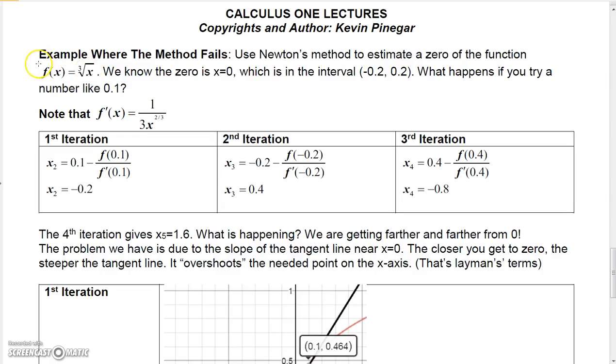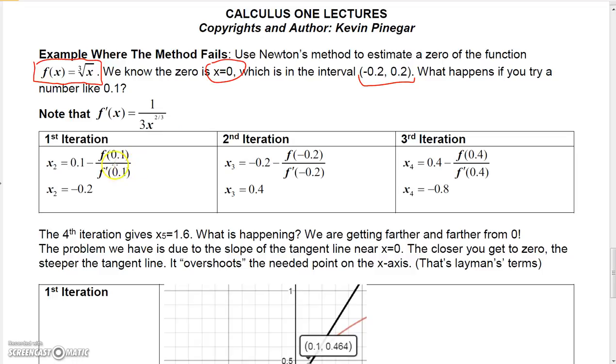Now, the method is not always perfect. It could fail. Let me show you an example where it fails. So we know that the solution of this equation, if you set that equal to 0, is 0. So let's try to find it from negative 0.2 to 0.2.